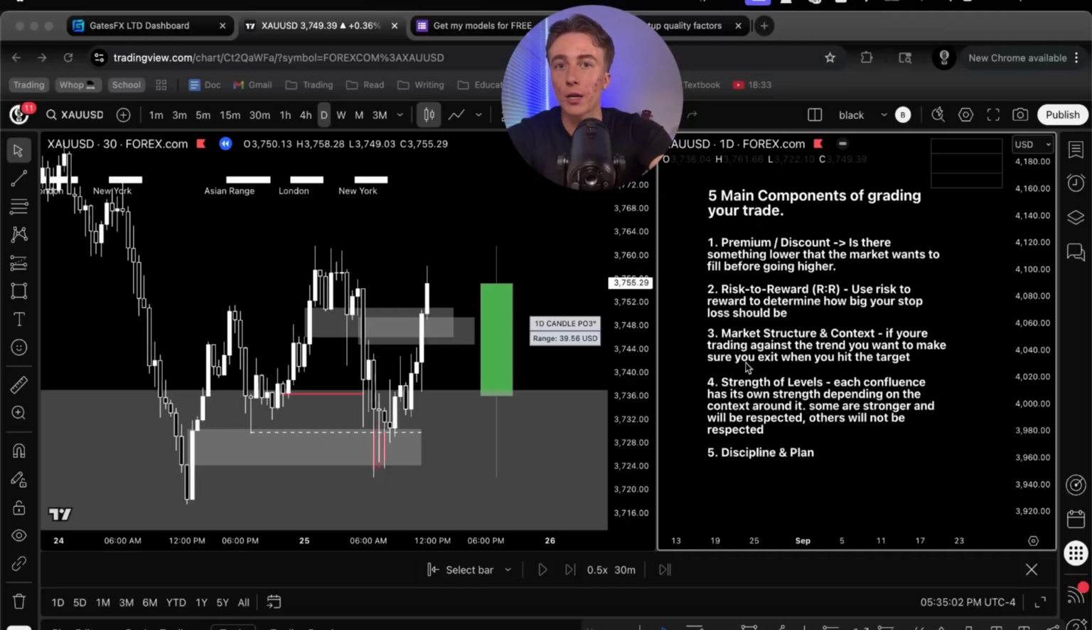And if you drop the grade of the setup, you have to also make sure that you're dropping your risk and you're either tightening your stop loss or you're giving yourself more room with the less risk that you're using on the trade.